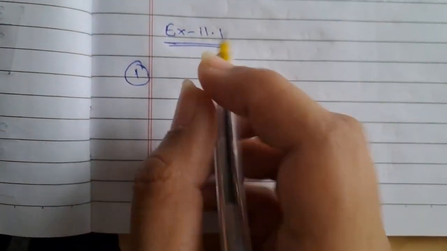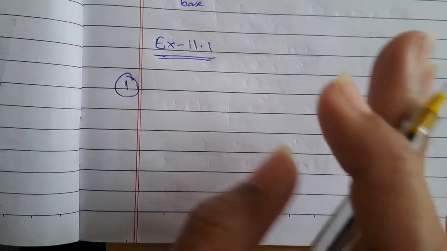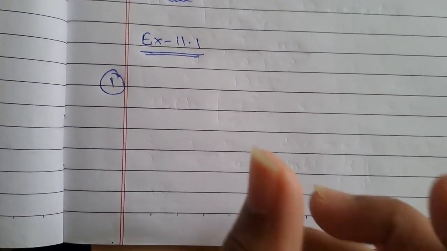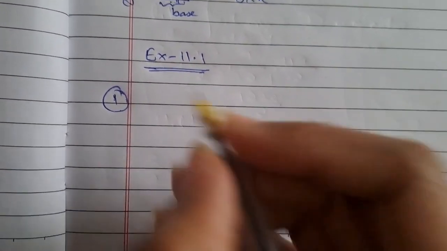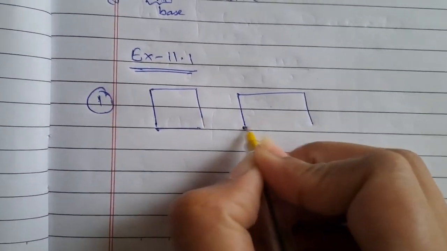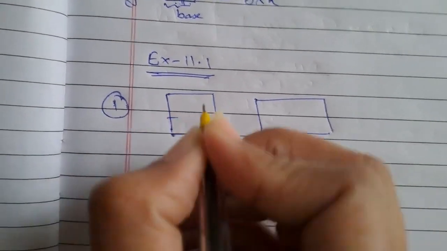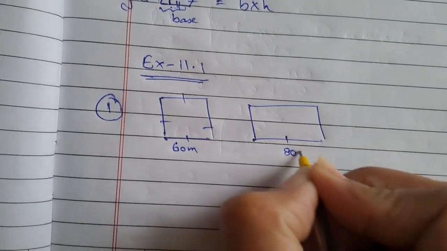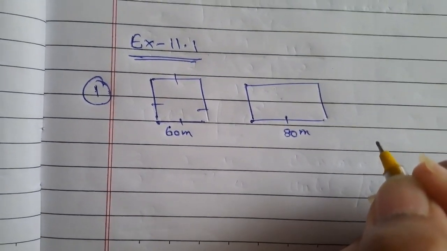Go to the textbook, open exercise 11.1, look at the first question, read and come back over here. A square and a rectangle field with the measurements as given in the figure have the same perimeter. There's a square and there is a rectangle. The measurement is given as 60 meters, so if it's a square, all four sides will be 60 meters. For the rectangle, the length is given as 80 meters. Which field has a larger area?